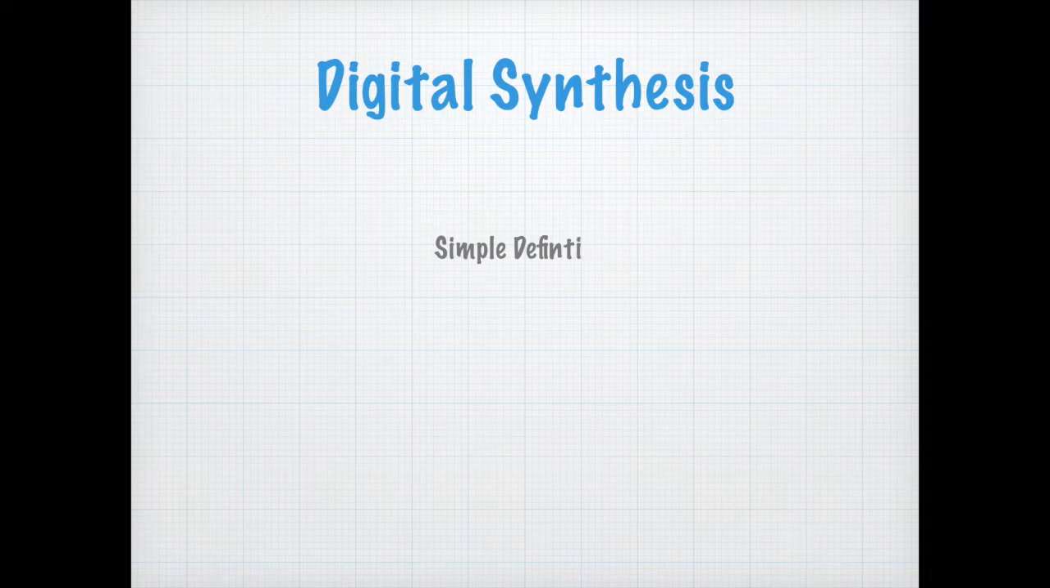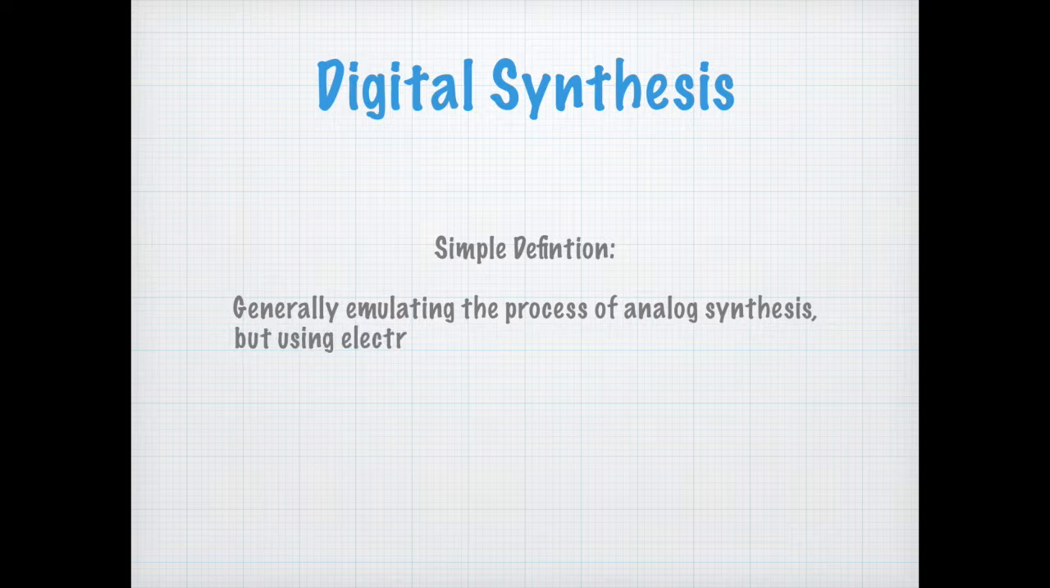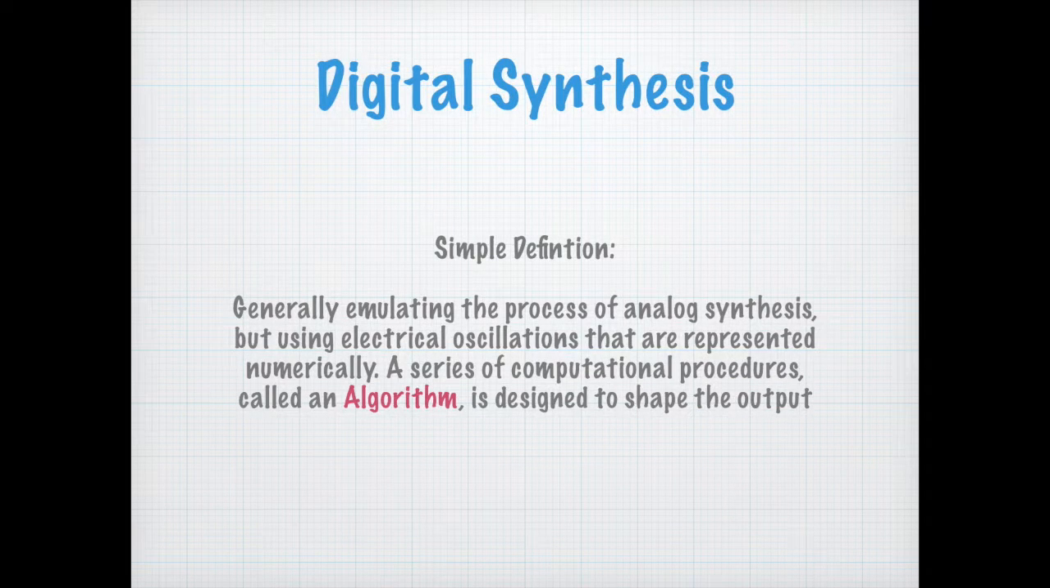So let's quickly just do another simple definition here of digital synthesis. As you would think, like we talked about the difference between analog audio and digital audio, digital synthesis is generally emulating the process of analog synthesis, but using electrical oscillations that are represented numerically. Remember, in digital audio, we had bits, zeros and ones that were representing those waveforms. Same thing is happening here. The oscillators are represented numerically. And within digital synthesis, a series of computational procedures called an algorithm is designed to shape the output. But again, based on a lot of the same concepts from analog synthesis.